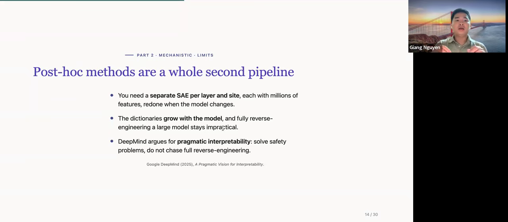On top of that, I think fully reverse engineering a large language model is just so impractical. It's not doable. To confirm that, the researchers at Google DeepMind also argue that we should pivot to what they call pragmatic interpretability. They steer away from mechanistic interpretability, trying to reverse engineer the whole model, to pragmatic interpretability, meaning they just try to solve concrete safety problems instead of chasing a complete map of the model.